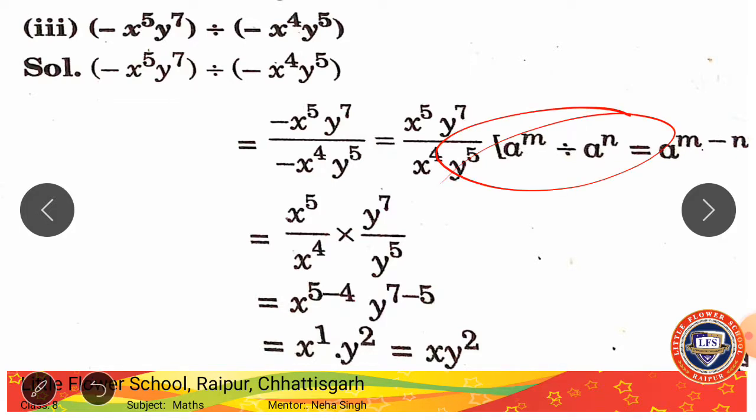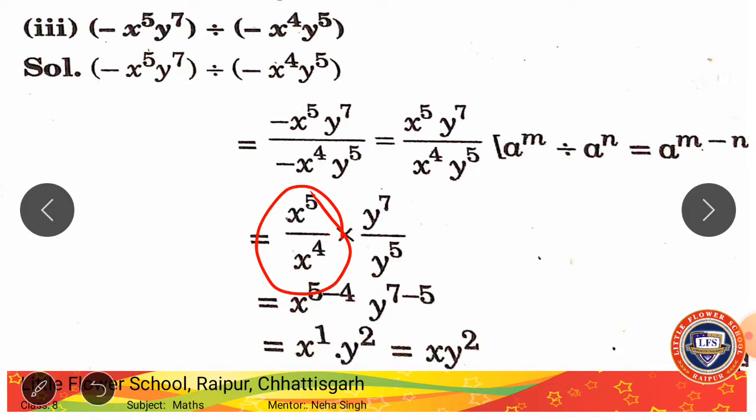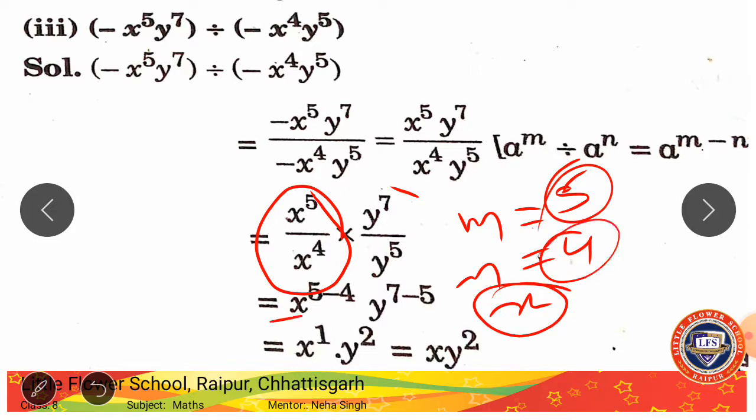In the exponent chapter, the second chapter, we have learned a power m divided by a power n is equal to a power m minus n, right? So here we write this formula separately. For this question, m is 5 and n is 4, and a is x. So what do you write? x power 5 minus 4.